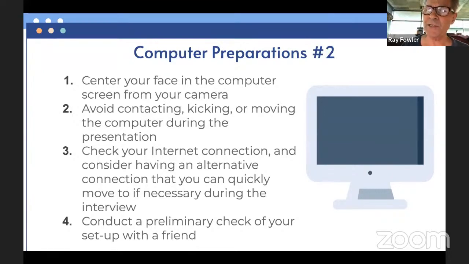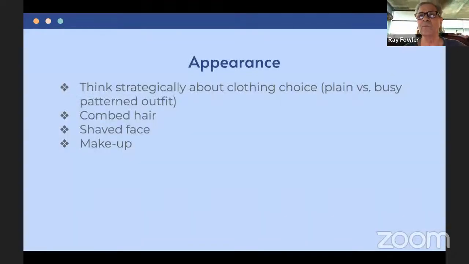The next thing is check your internet connection and consider having an alternative connection that you can quickly move to if necessary during the interview. And finally, conduct a preliminary check of your setup with a friend, test it, and make sure that it's running.